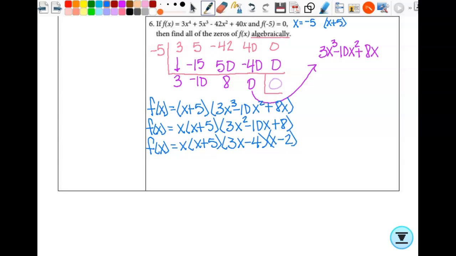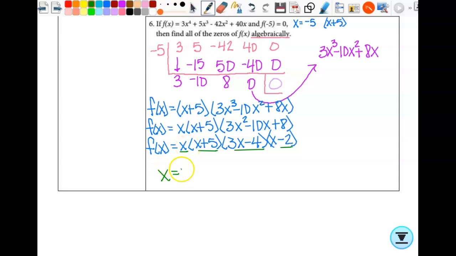All right, so now that it's all factored, I need my zeros. Or actually, let me ask you this. How many factors do I have? 4. Don't forget about him. He's important. I have 4 factors. Okay? Don't forget about this one. He matters just as much as the rest.